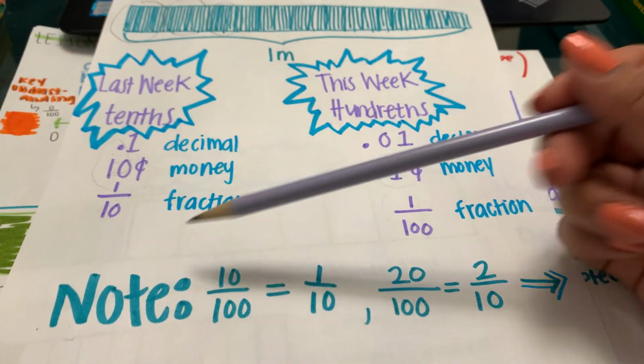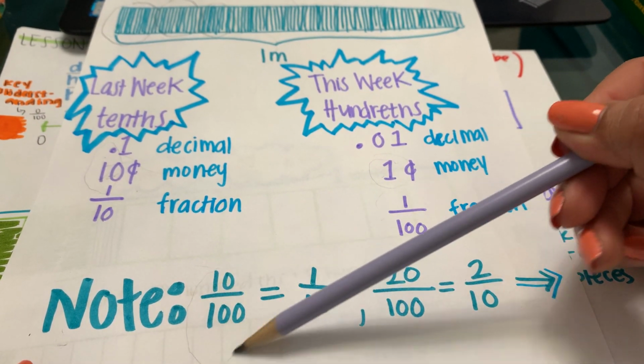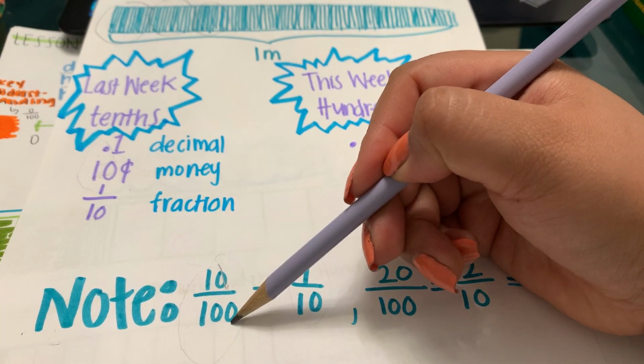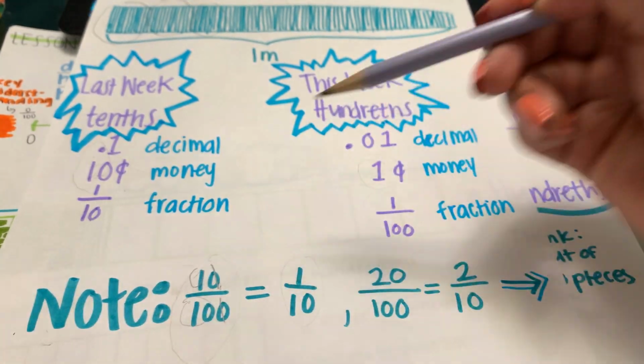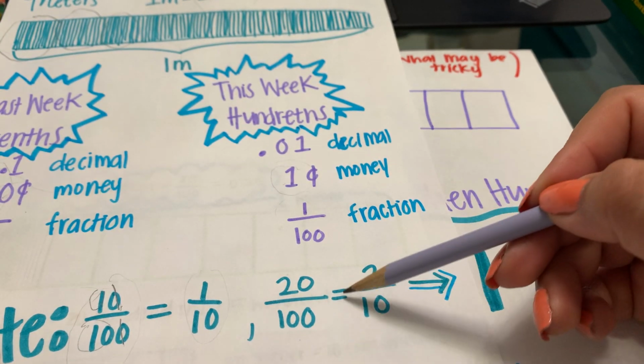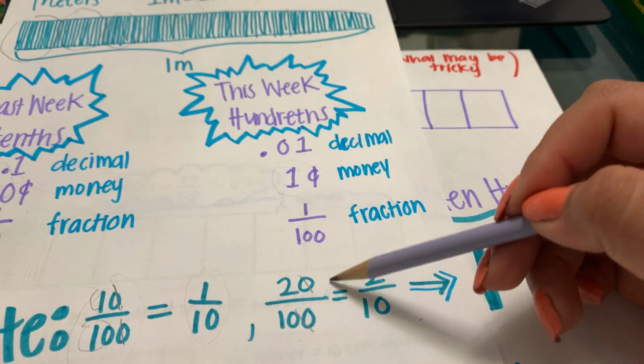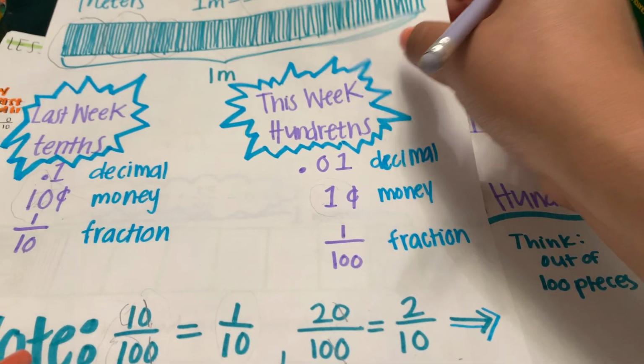Now, because I know that this is 1 cent and this is 10 cents, we know that 10 hundredths make 1/10. As we see here, 10 hundredths is the same as 1/10, and the way you would know that is you kind of just cross off the zeros. You would have 1/10. Same with 20/100 is equal to 2/10. Same thing here. If I crossed out the zeros, I would get 2/10. And this pattern would continue.